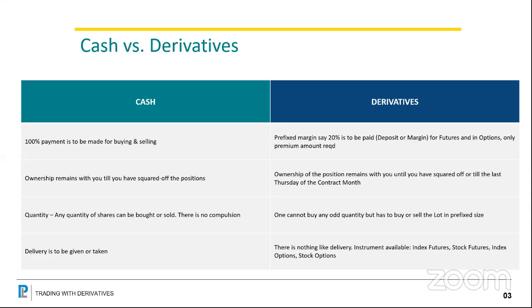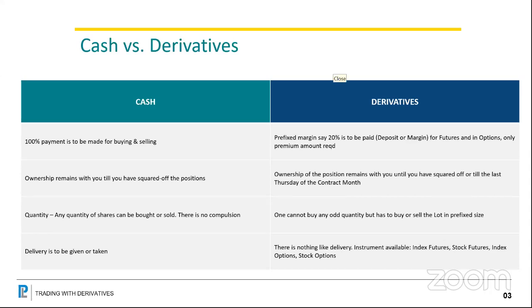In cash market, delivery is to be given or taken. But in derivatives, there's nothing like delivery. We have instruments available to trade, like index futures, stock futures, index options, and stock options. Index futures are completely Nifty, Bank Nifty futures that we deal with. Stock futures are individual stocks that we have in derivative segment. There's a list of stocks available. Not every stock is listed in derivative segment. So those are stock futures, index options, and stock options. So this is how derivative market works.